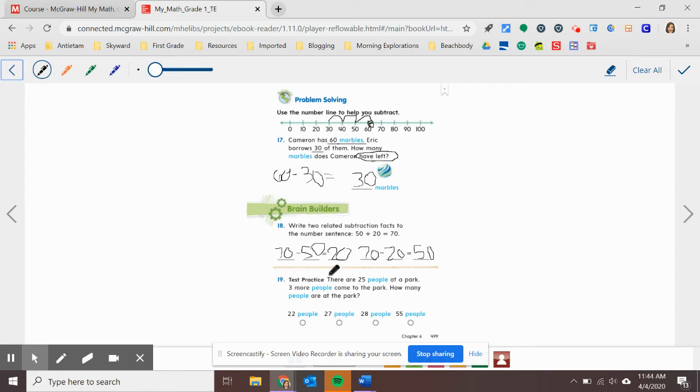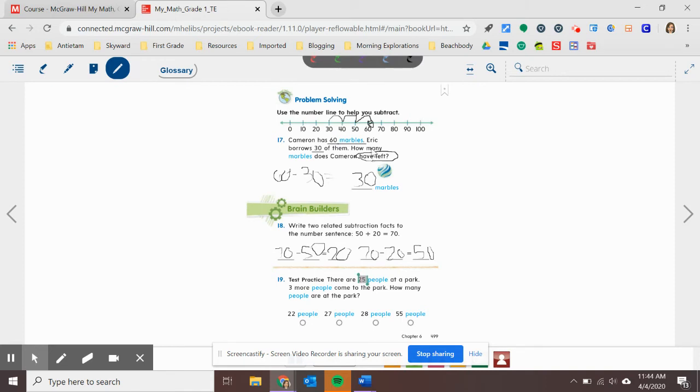Number 19, it says there are 25 people at the park. 3 more people come to the park. How many people are at the park? So I have to look for my important numbers. Well, what's one of my important numbers? I see 25. I'm going to underline that, 25. And then I have to think, well, what's my other important number? Well, I see the number 3. 3 is my other important number. I'm going to underline those two numbers.